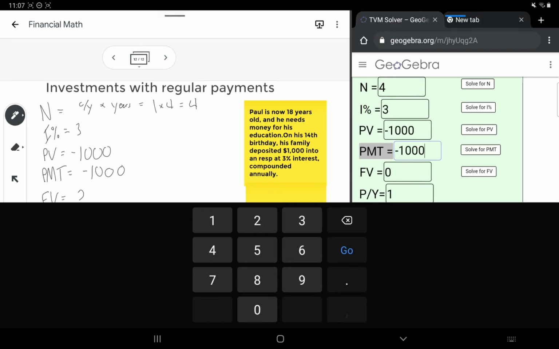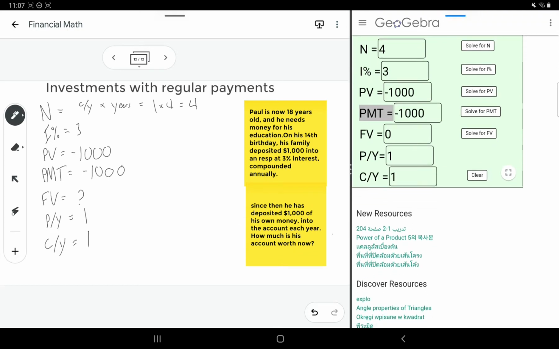Okay, and then we just get negative 1,000 for the payment as well. Future value, we don't know, we leave it alone. Again, just a tablet issue, not one you should have. So future value is 0 for now because we don't know it. Payments per year is 1 since we make one payment a year, and compounds per year is 1 since we make one compounding period a year with an annual investment. So we solve for the future value here, just go clicking on this button, and we get $5,309.14.